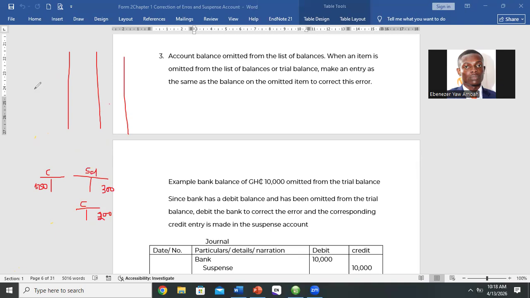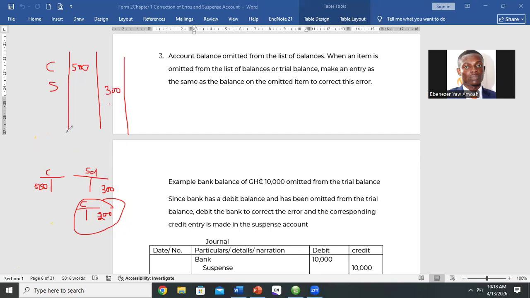Now, in constructing the trial balance, you brought cash 500. You brought sales credit 300. But you omitted the commission account balance, which means you didn't take it there. That's what it means: when you were extracting the trial balance, you forgot to add or send one account balance. So here, we forgot to send the balance on commission. What is going to happen? If we sum our trial balance up, we'll have 500 debits against 300 credits.